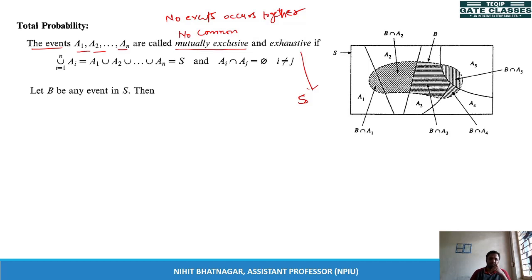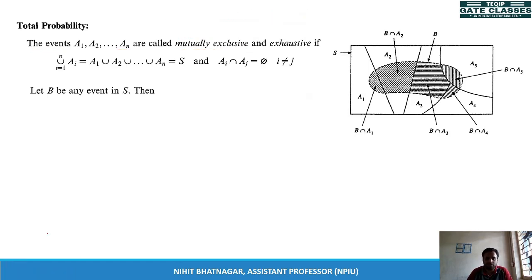The A1 up to AN are mutually exclusive because none will occur simultaneously. No common thing occurs or happens in all the events A1 up to AN. Exhaustive means if we merge all the events, it will make the sample space. Okay. For this, you can understand that B is an event. Let B be an event in the sample space.